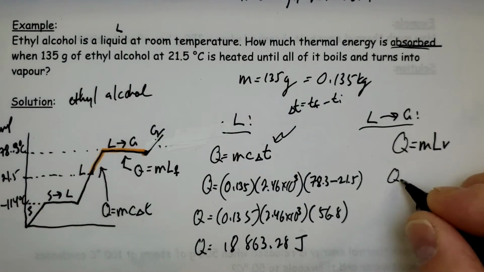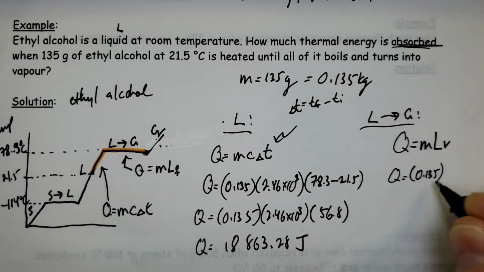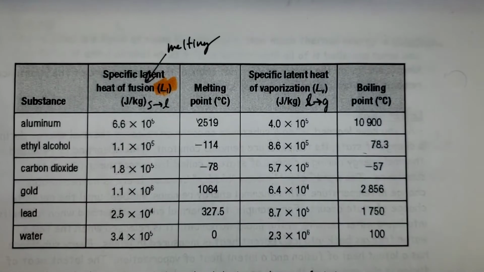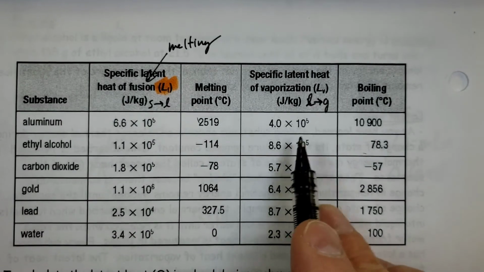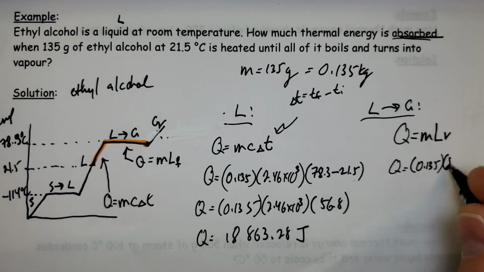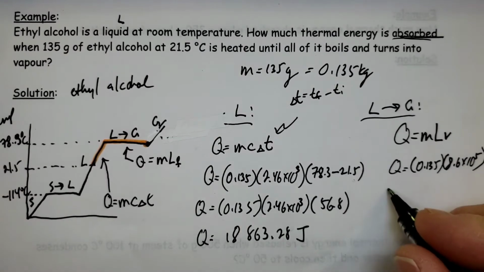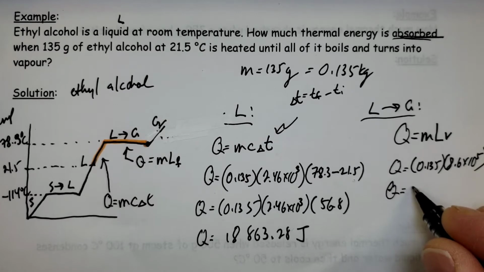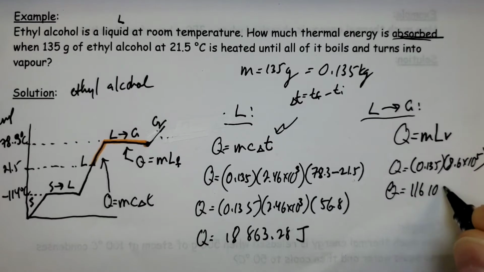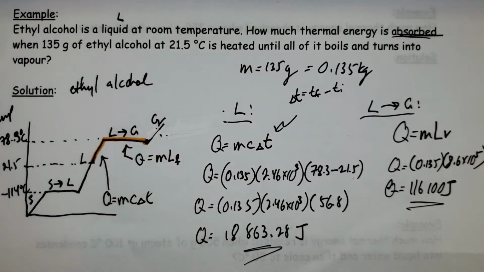So Q is equal to the mass, 0.135, and I have to look up the L_V value for ethyl alcohol. Ethyl alcohol, going from liquid to a gas, 8.6 times 10 to the 5. And that's going to give us 116,100 joules. So there's my two energies involved.